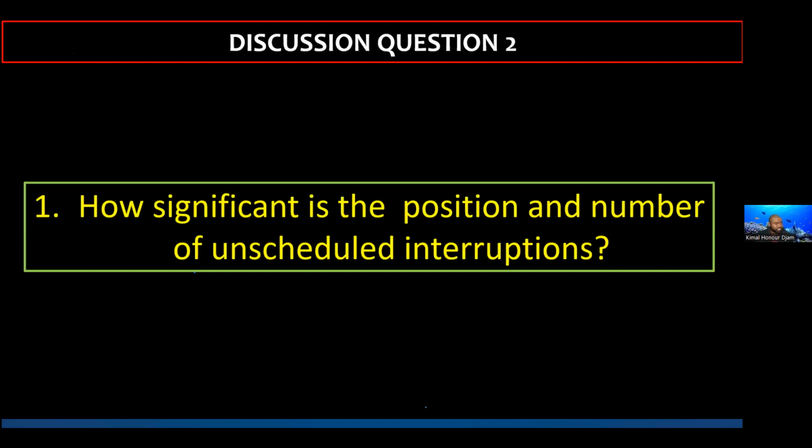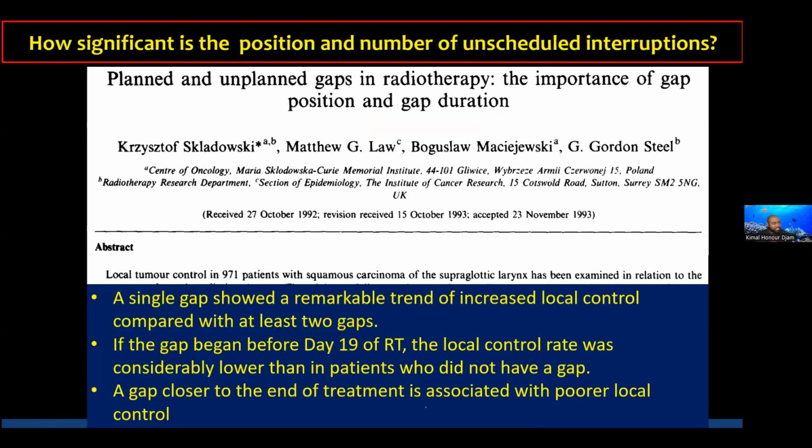So the next question is, how significant is the position and number of unscheduled interruptions? Now, this study, which was published way back in 1992, looked at the local tumor control in about 971 patients with squamous cell carcinoma of the larynx. Keep in mind that the minimum follow-up period for this particular study was about 3 years.